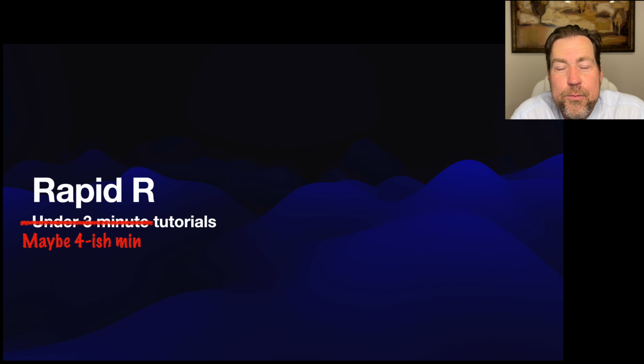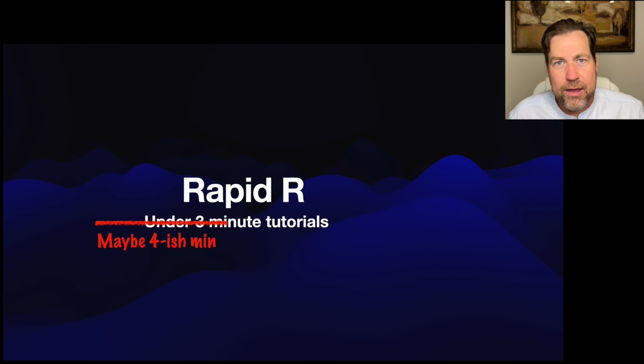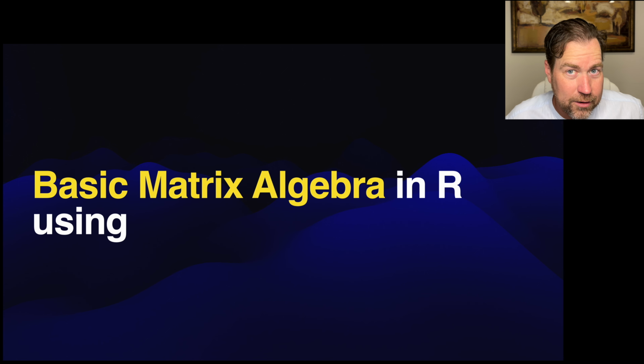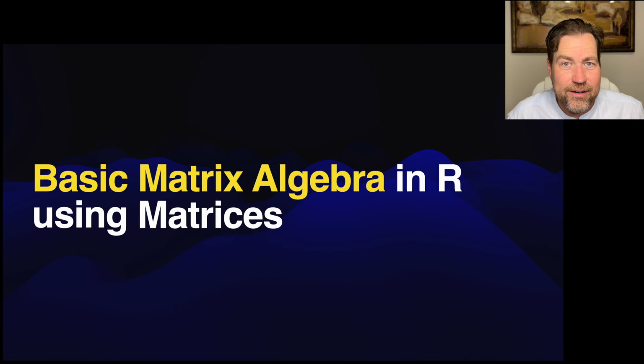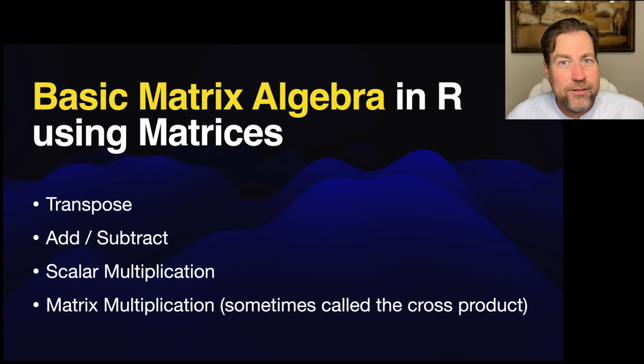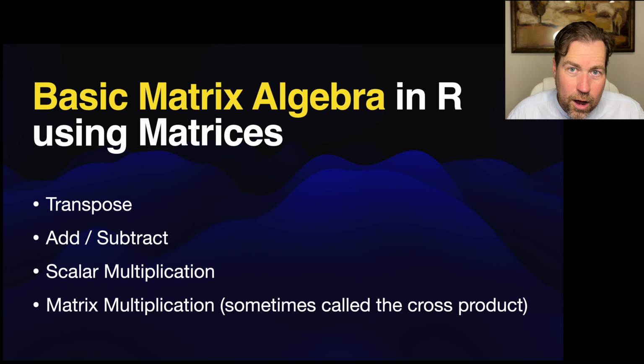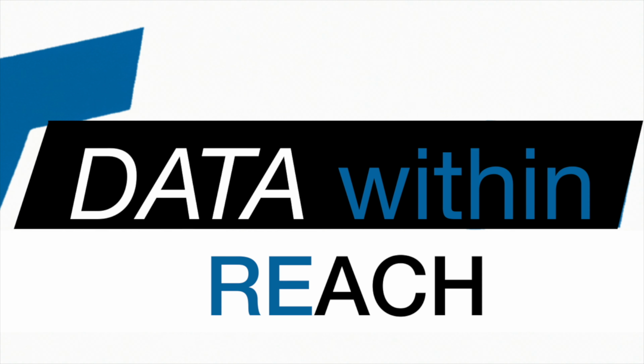Today, we're going to pick up where we left off last time. In our last tutorial, we did basic matrix algebra using vectors, and this time we're going to do basic matrix algebra using, can you guess it, matrices. You know, the way it was intended. We're going to go over transposing a matrix, adding and subtracting two matrices, multiplying a matrix by a scalar, and then also taking the cross product of two matrices. We've only got about 3 minutes, give or take, so let's get started.